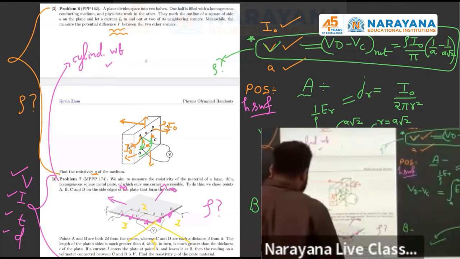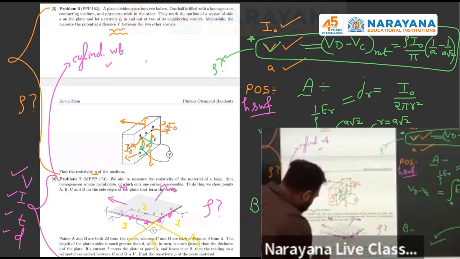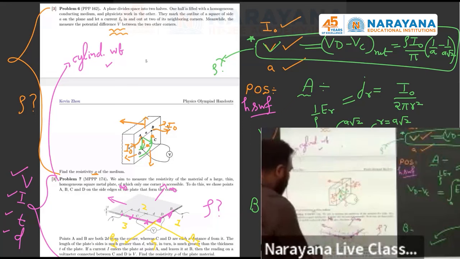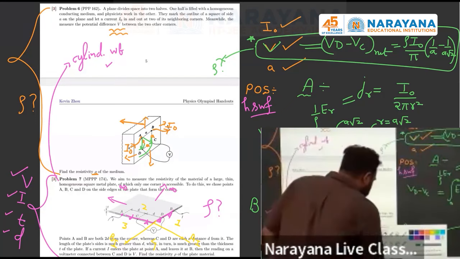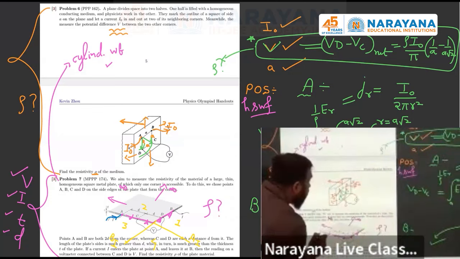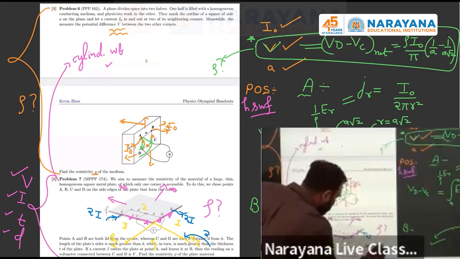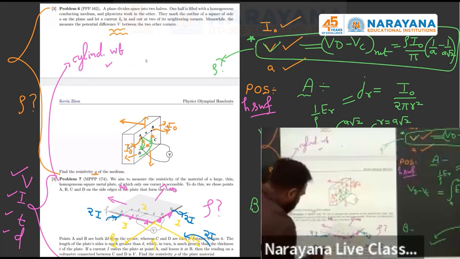And now I will take 2 special points, the image of A here, right? A image, B image. Try to understand what I'm doing. And instead of A, I will presume that somebody is supplying 2I from here. Somebody is extracting 2I from here. Somebody is supplying 2I from the image of A also. And somebody is extracting 2I from the image of B also.